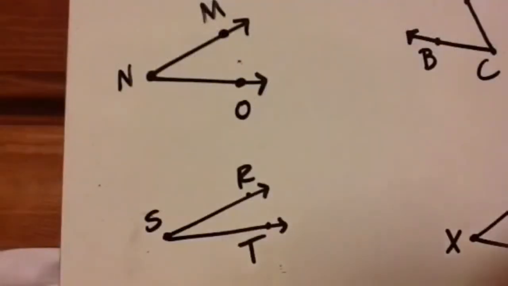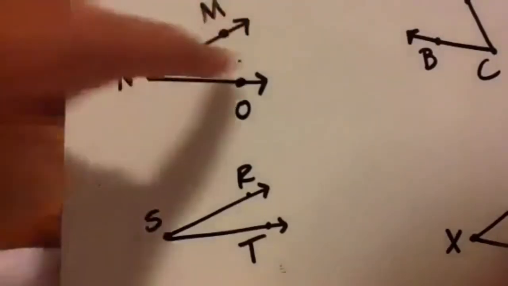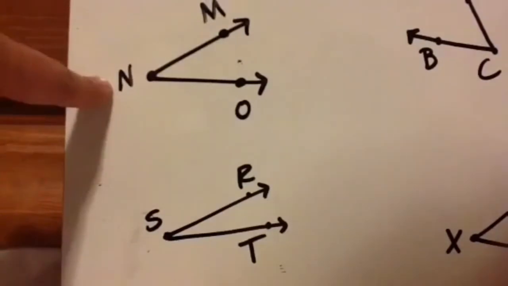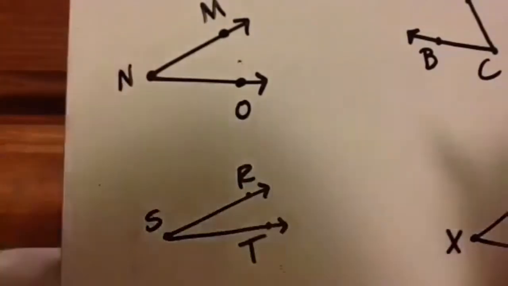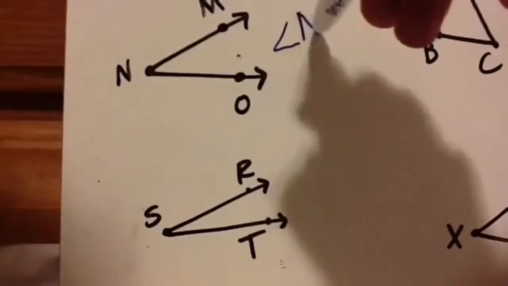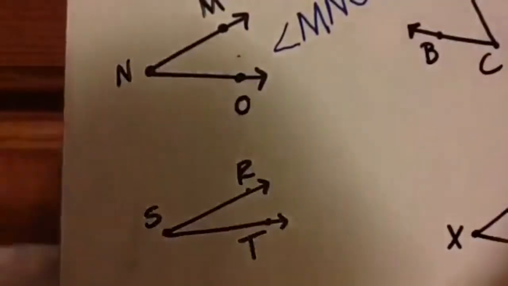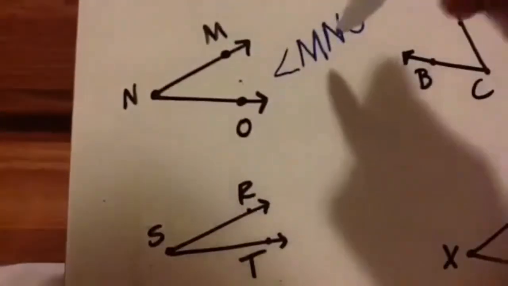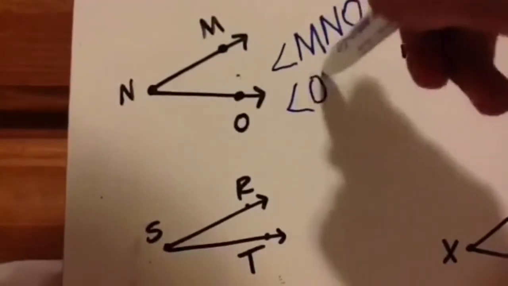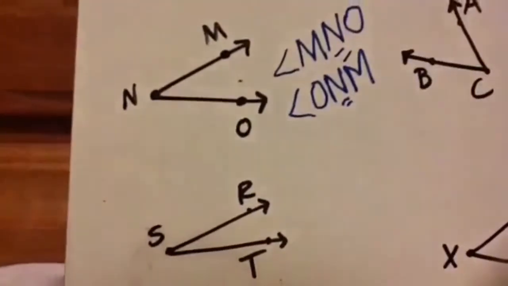Let's look at some examples. Let's look at this first one. We know it's an angle because there are 2 rays connected sharing the same endpoint. This is my endpoint, so that means that has to be in the middle. So when I write it, I'm going to draw an angle and write angle MNO. The N is in the middle. Or you can write angle ONM, as long as N is in the middle.